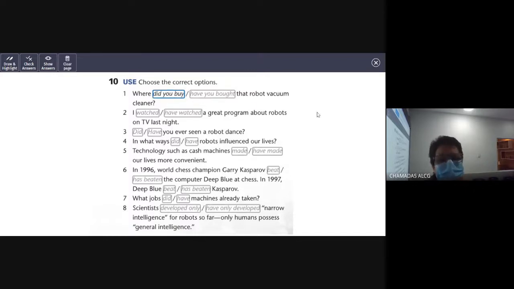Okay, where did you buy that robot vacuum cleaner? Why do I use the simple past here? Finished action in the past. Okay. Where did you buy that robot vacuum cleaner? Now, people, do the other ones from 2 to 8.